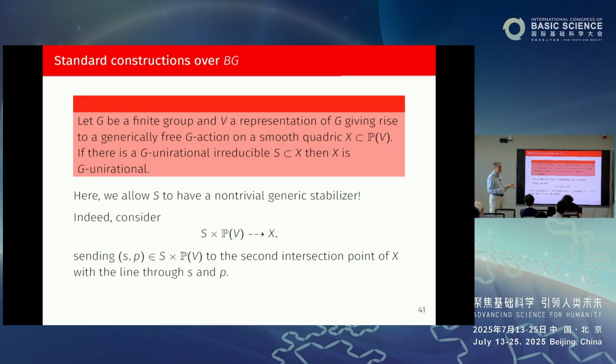And how do we get that unirationality? That's very clear. You pick a point on your sub-quadric, you look at the ambient space as a projective representation, and then you draw lines. It's certainly equivariant. And then you get a dominant map from S times projective space to X by looking at the second intersection point. And so if this is unirational, this ambient representation, then of course your X is going to be unirational.